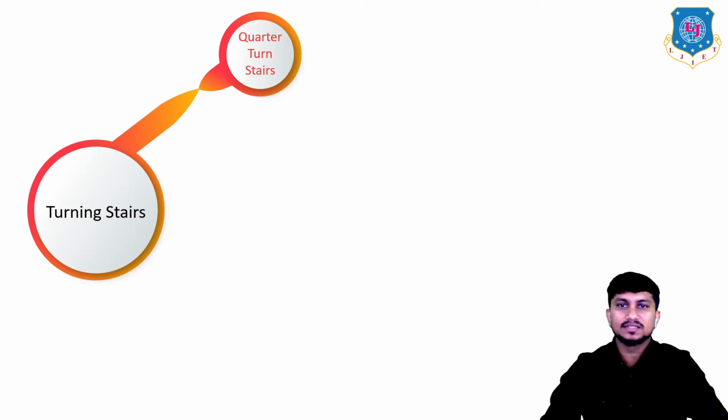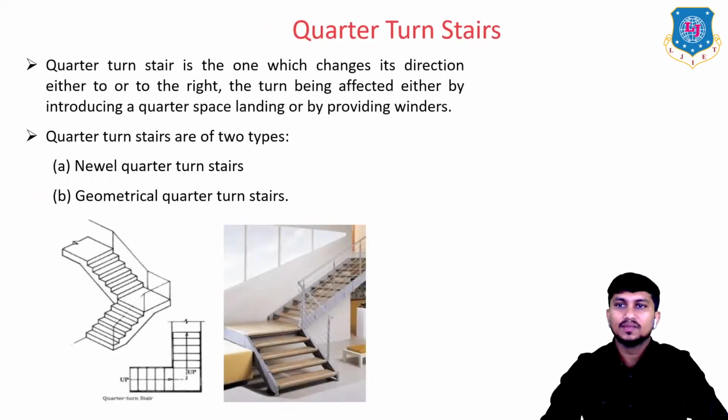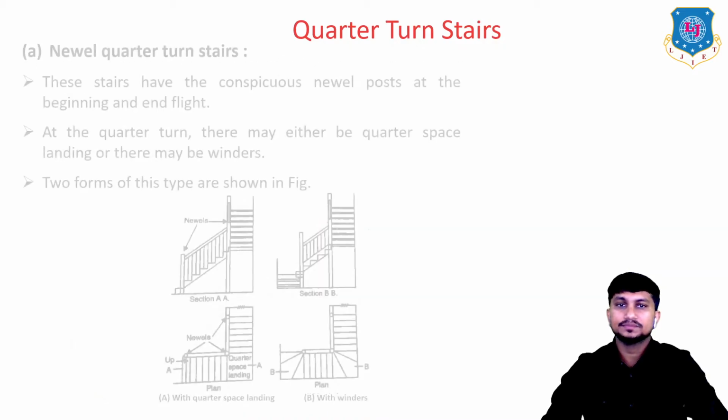This turning stair is of various types. First is quarter turn stair. Quarter turn stair is the one which changes its direction either to the left or to the right. The turn being effected either by introducing a quarter space landing or by providing winders. These quarter turn stairs are of various types, like a newel quarter turn stair, or you can say geometrical quarter turn stair.